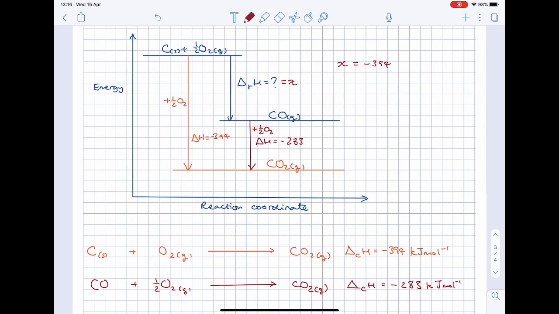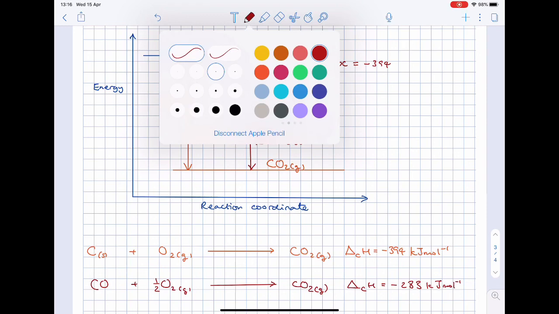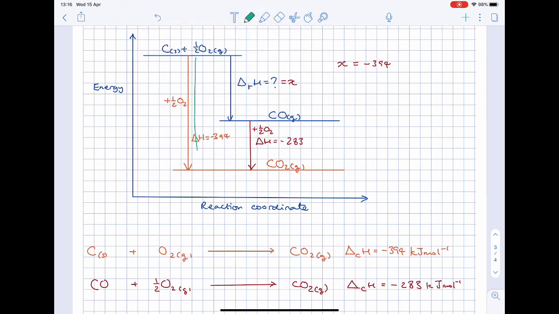So if I travel through an alternative route, let's say if I travel from here round to here, so I start in this position and end in this position through that green route, well, that is going to be minus 384, going from there to there. Then we're going to go up this way, which is plus 283, because this way is minus 283, so going the other way is going to be plus 283. And that gives us a value of minus 111 on the calculator.